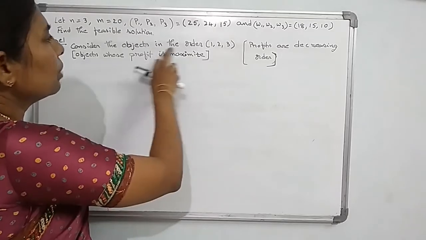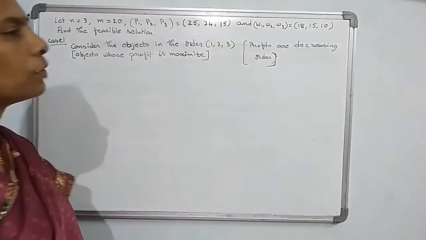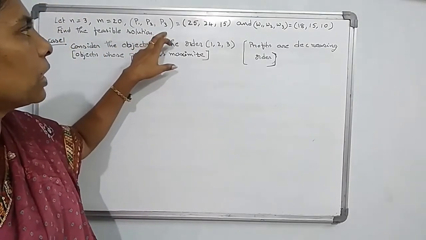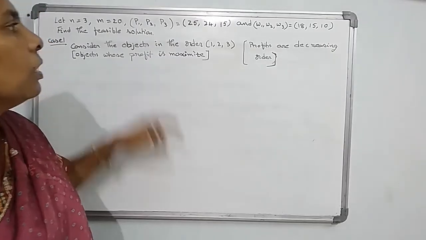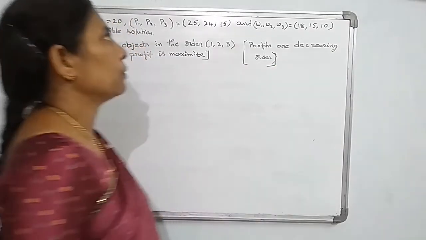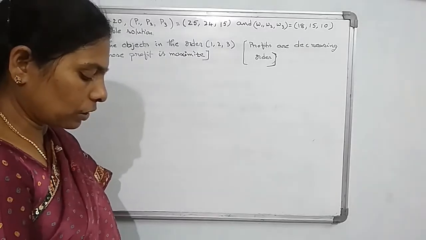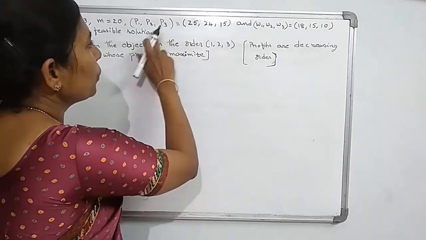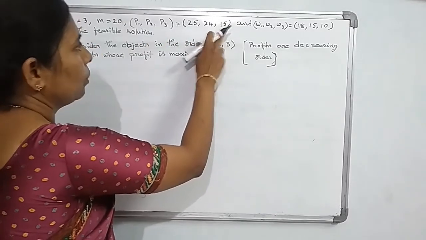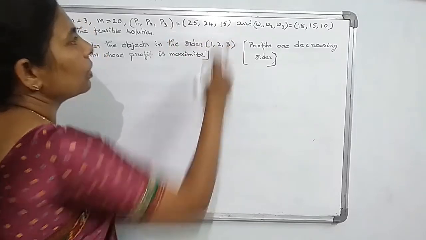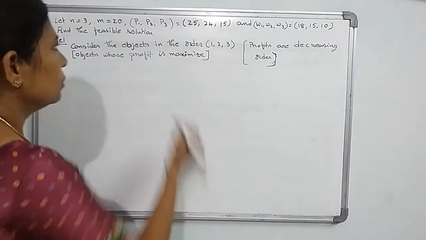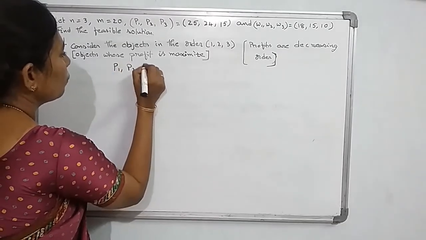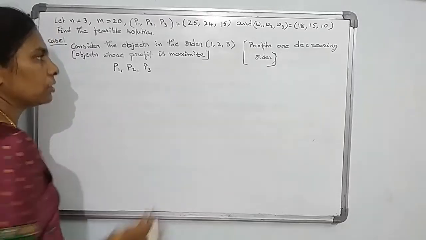In case 1, consider the objects in the order 1, 2, 3. That means we take the objects in the order of profits. First we take the profits in decreasing order. So first we identify the profits in P1, P2, P3: P1 is 25, P2 is 24 and P3 is 15. In the given problem the order is already decreasing, so you can take the profits P1, P2, P3 in the same order. We cannot change that.